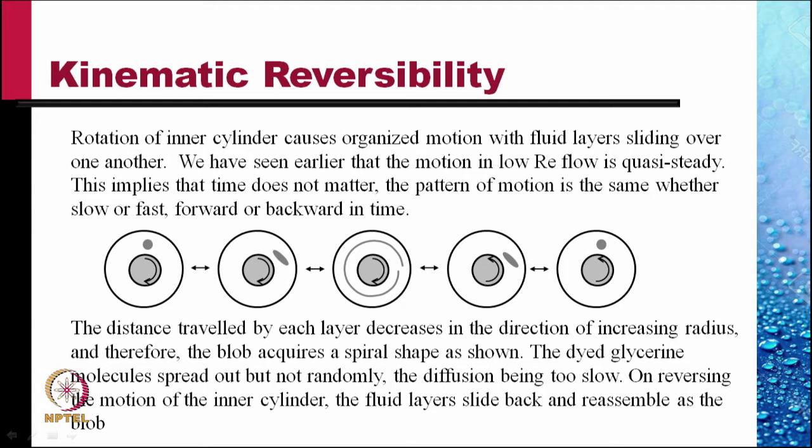The distance traveled by each layer decreases in the direction of increasing radius, and therefore the blob acquires a spiral shape as shown. The dyed glycerin molecules spread out, but not randomly, the diffusion being too slow. On reversing the motion of the inner cylinder, the fluid layers slide back and reassemble as the blob.